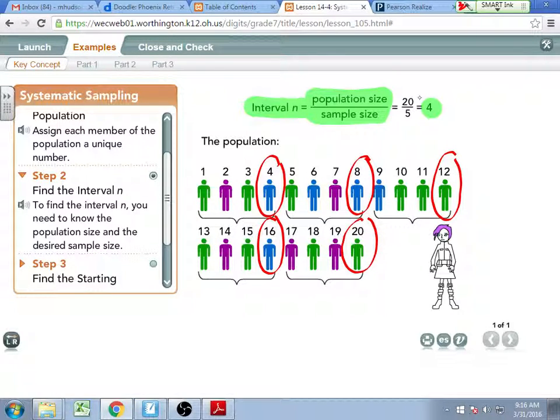But that's okay because I systematically chose this sample. So even though I'm missing a purple, it's okay because I used a system to choose this. I did not have a bias when I chose it. I just chose every fourth person.